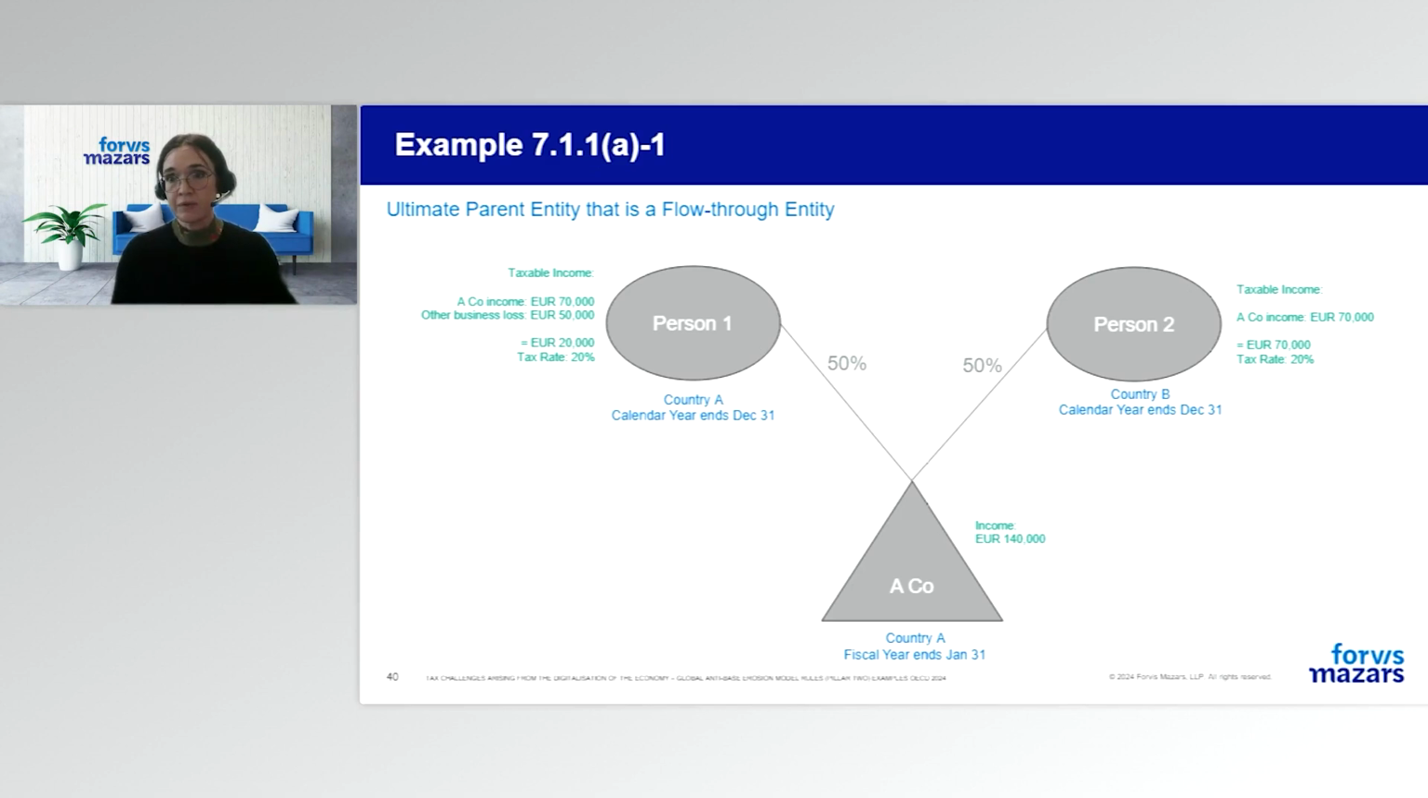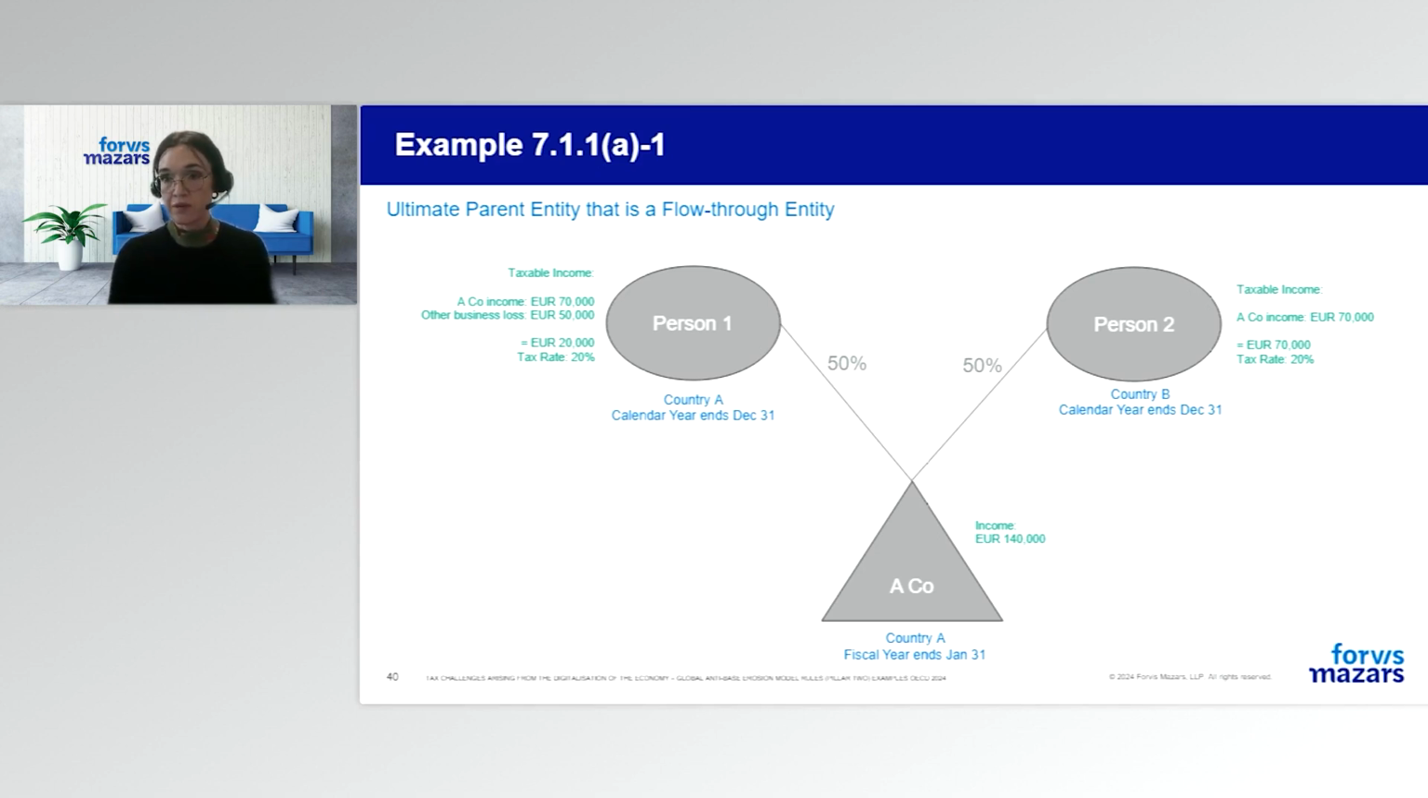And so in this example here, you have an ultimate parent entity that is a flow-through entity, and it's owned by 2 natural persons. And the question is, can you reduce the global income of ACO by the amount that is taxed in the hands of person 1 and person 2? These 2 people each have a share of the 140,000 euros. So they're each taxed on 70,000. And the first one is taxed at a rate of 20%. So yes, excuse me, person 2 is taxed at a rate of 20%. So you can reduce the global income of ACO by person 2's 70,000 in a very straightforward manner.